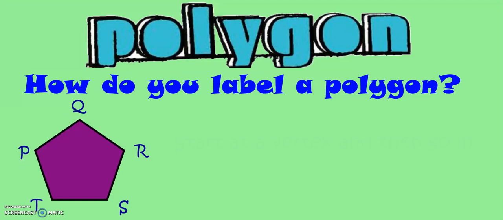When labeling a polygon, not naming it based on how many sides it has, we have to pick a vertex to start at. It doesn't make any difference which one. So I'm going to start at vertex P over here. And since it's a pentagon, we're going to start with the abbreviation pent.